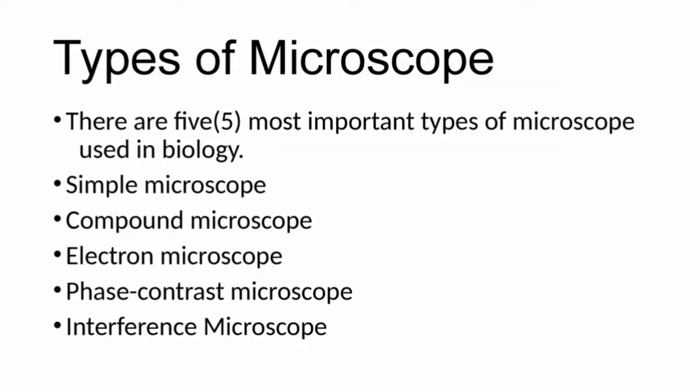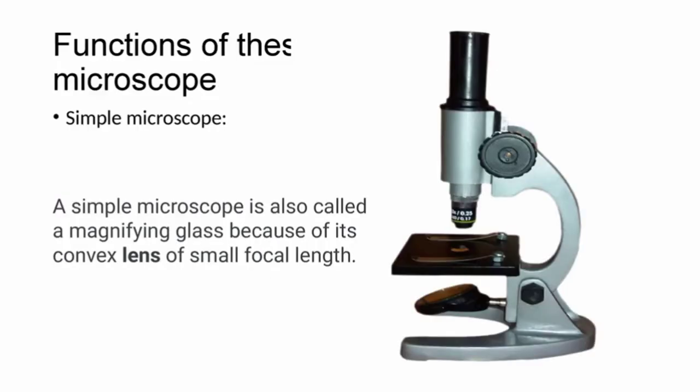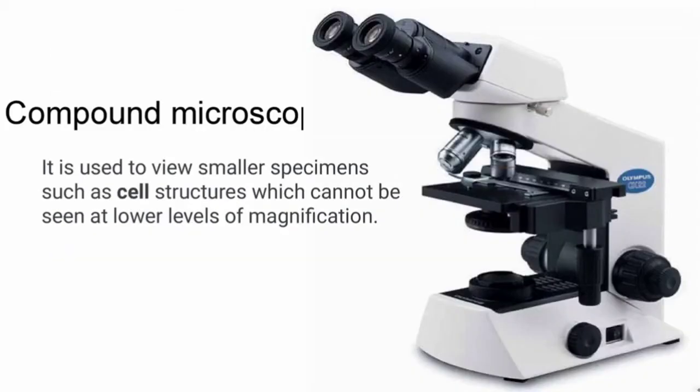Types of microscope. There are 5 most important types of microscope used in biology: simple microscope, compound microscope, electron microscope, phase contrast microscope, and interference microscope. Function of this microscope. A simple microscope is also called a magnifying glass because of its convex lens or small focus length. Compound microscopes are used to view smaller specimens such as cell structure, which cannot be seen at lower magnification.